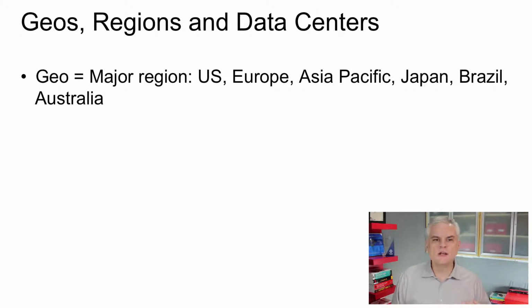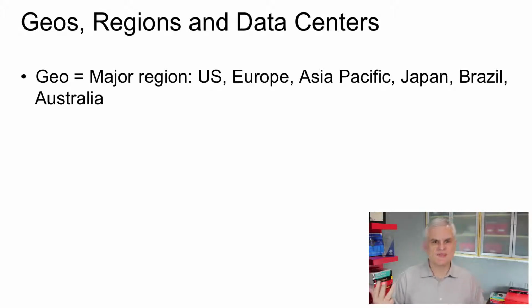Whenever you create a new service, whether you're using the portal or one of the management APIs, one of the first pieces of information that you'll need to supply is the region that you want to provision the new service into. So you have to understand the taxonomy, how this works a little bit. At the top there are geos, and then there are regions, and then there are data centers. So a geo is a major region, including the United States, Europe, Asia Pacific, Japan.